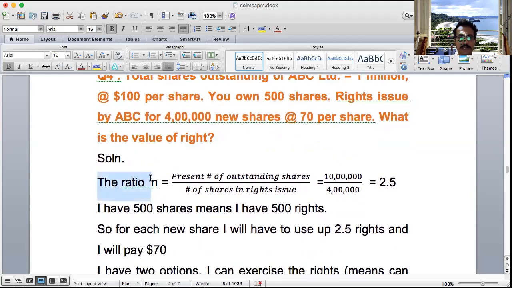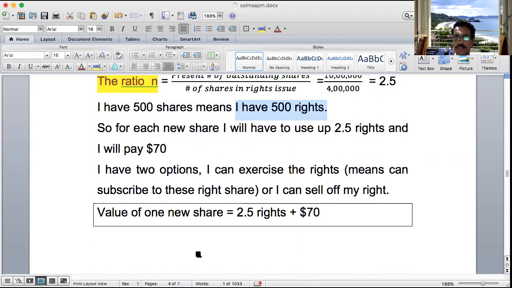So, first of all, we need to find out this ratio n. What is the ratio n? Ratio n is the present number of outstanding shares of the company divided by the number of shares coming up in the rights issue. So 1 million divided by 400,000 is 2.5. What does this mean? It means that I have 500 shares, so I have 500 rights. For each new share, I will have to use up 2.5 rights and I will pay $70.